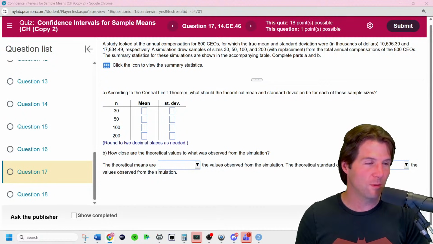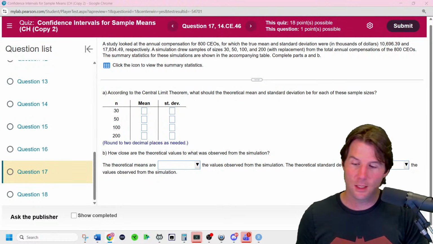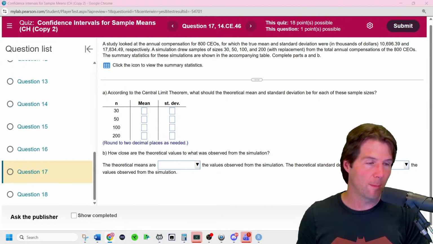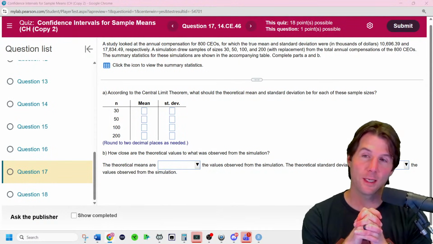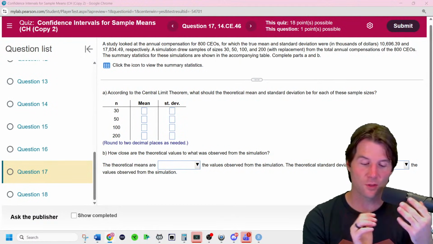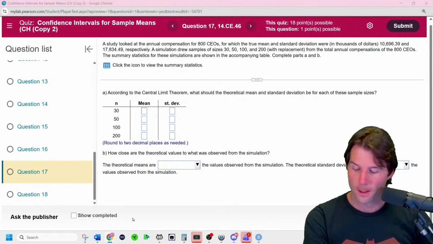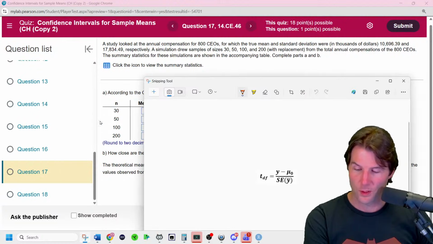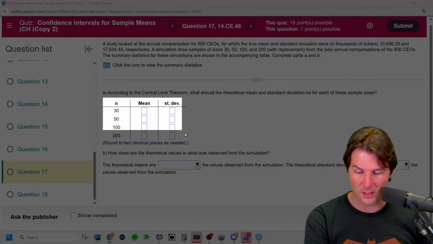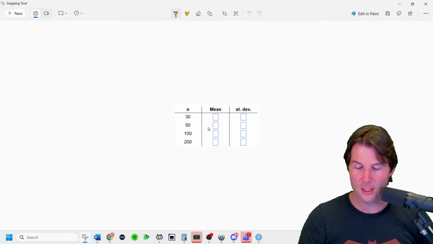Chapter 14. This is kind of a reviewish question. A study of the annual compensation rate. In this one right here, we're going to look at the mean and the standard deviation of samples of certain sizes. If you look right here, we have the mean for a sample size of 30 and the standard deviation for a sample size of 30. So what we would know is when you do this, the mean stays the same. The mean stays the same.